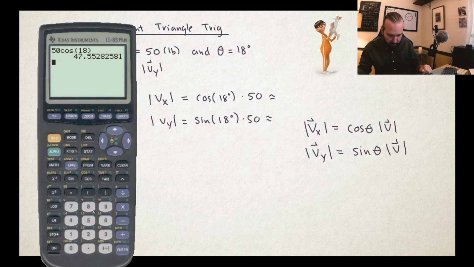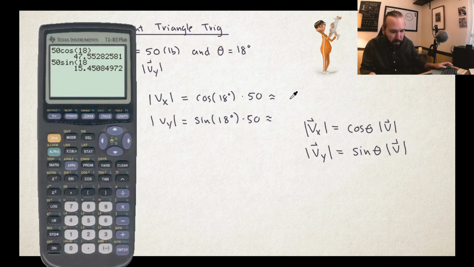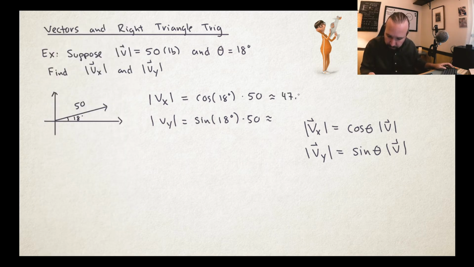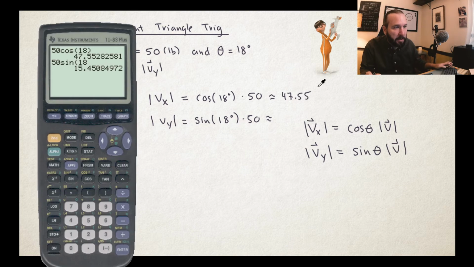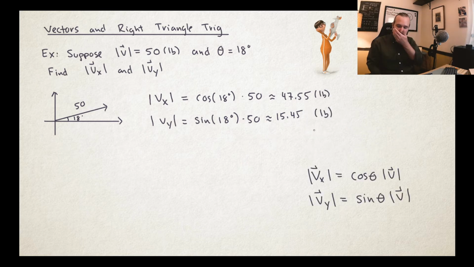Messed that up. Try again. All right. So I got, rounded to 2 decimal places, 47.55 and 15.45. So these will also be pounds. Okay. So yeah, that's it.